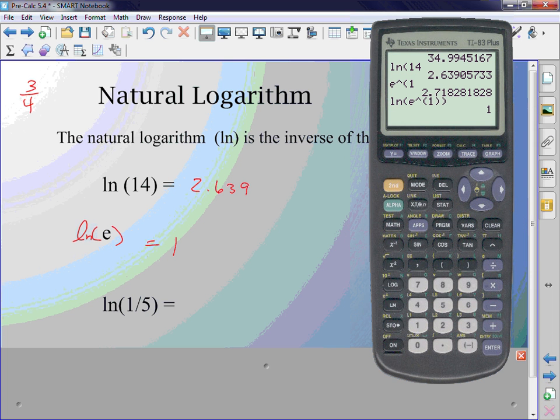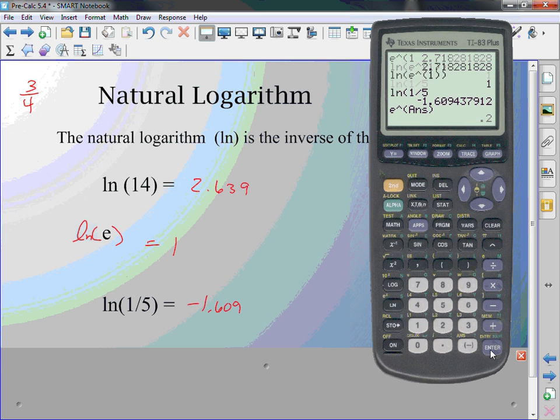ln of 1/5. ln 1/5, enter. Negative 1.609. What's that? You can get a negative number as an answer. Right. Because what this means is if I had e to this number, it will give me 1/5, 0.2.